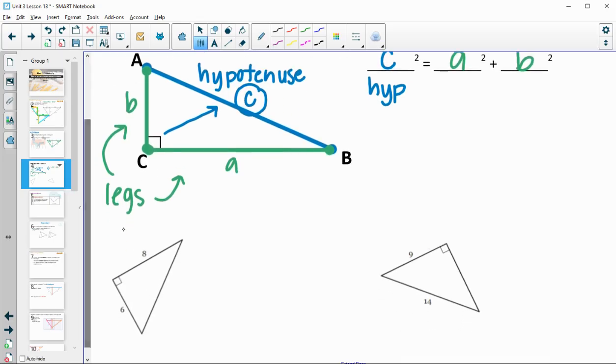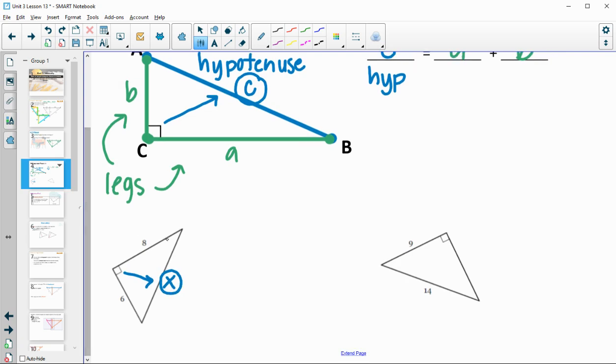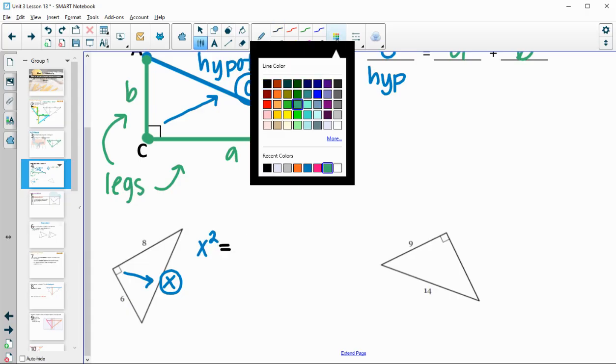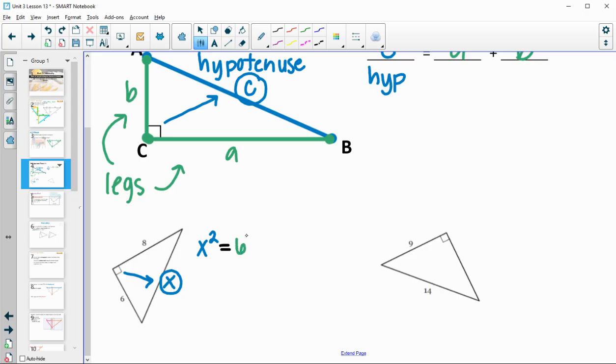Let's look at two examples. I like to highlight where the hypotenuse is because it's the most important piece. In this triangle, across from the 90 is the hypotenuse. That's what we're looking for in this one. That's actually our C value. So the hypotenuse squared equals the legs squared and added together. So x squared in this case equals 6 squared plus 8 squared.